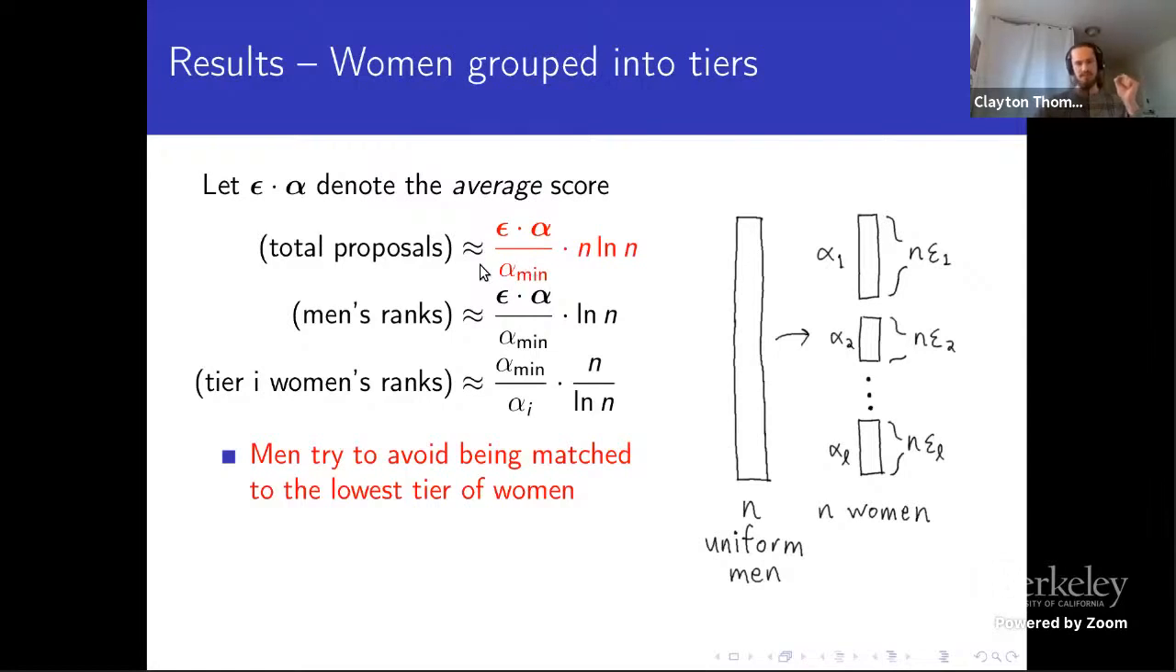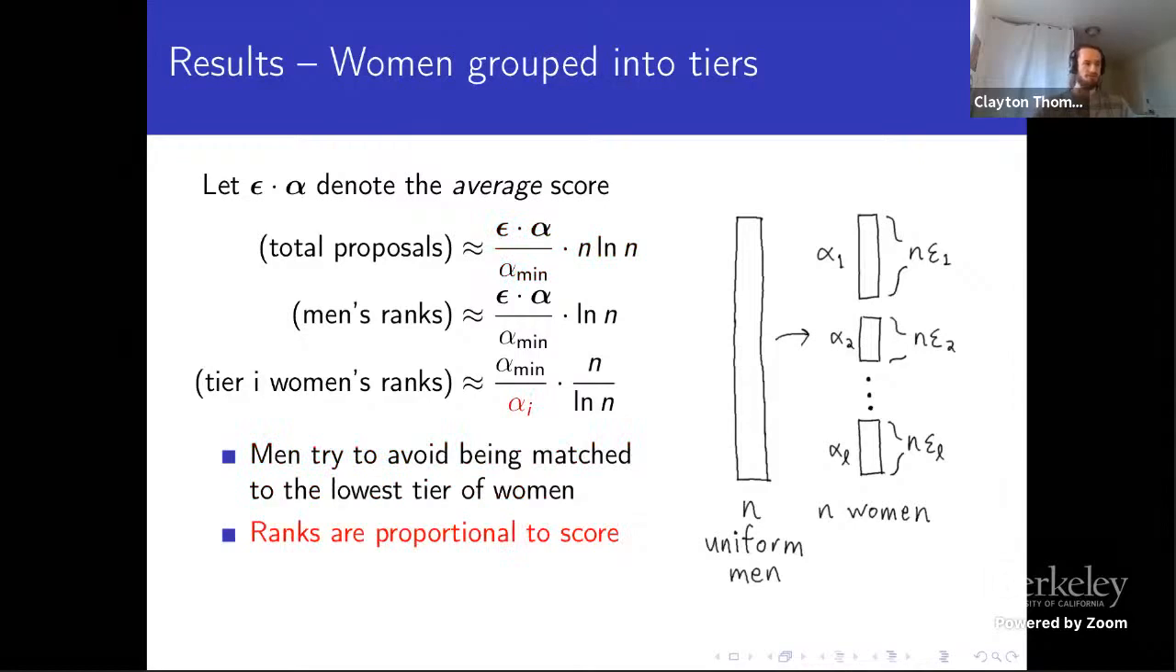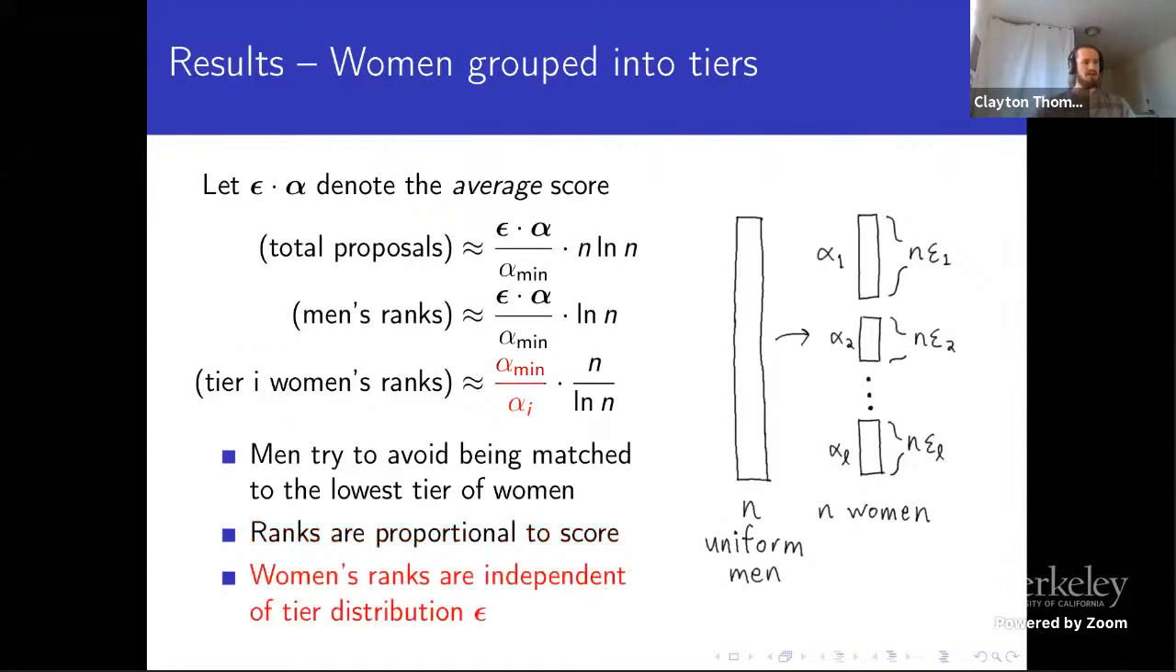And this is pretty natural because the bottom tier of women is a real bottleneck in this market. Men don't want to match there. And so they'll keep making proposals until finally that bottom tier is matched. For women, the higher your score is, the lower your rank is, and this is in fact inversely proportional to the score. This makes sense. Better agents get better matches. And something really interesting to note is that the distribution, or the tier proportions, just factor out. They don't end up mattering for the women. They can just think about their absolute quality above some baseline alpha min.